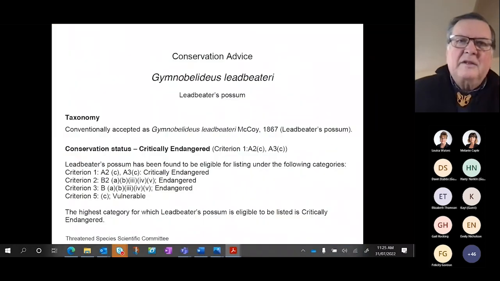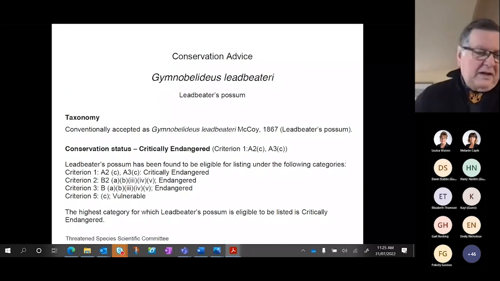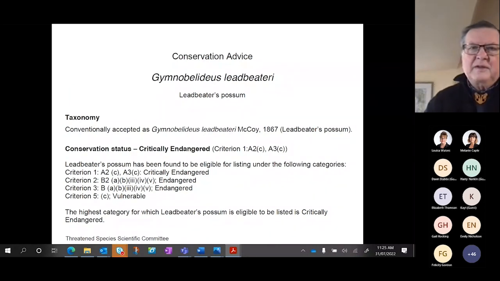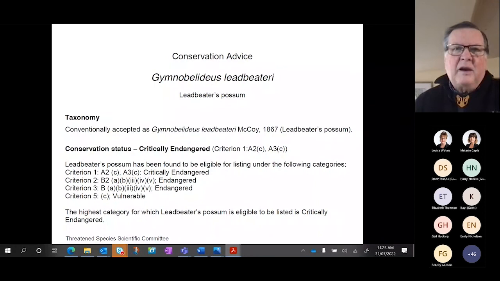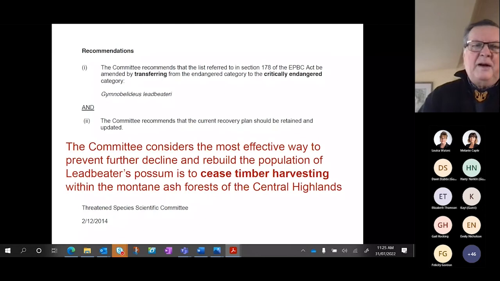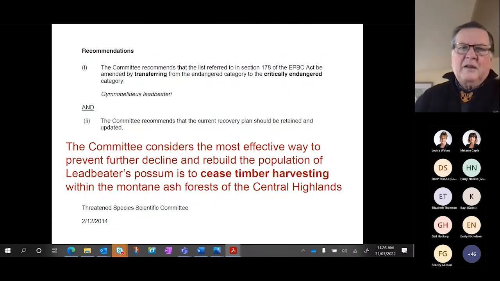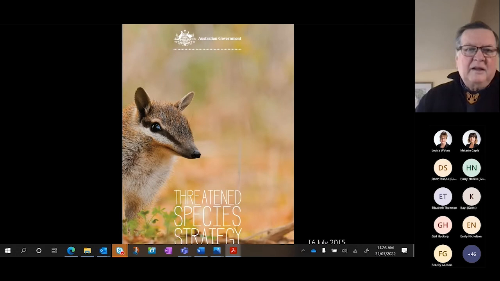And so together with Professor Linda Meyer, Dr. Dan Harley, who's now with Zoos Victoria, we applied for Leadbeater's possum to be uplisted from endangered to critically endangered, and that passed in 1995. And in passing it, the committee said that the most effective way to prevent further decline was to cease timber harvesting within the montane ash forest of the Central Highlands. So that was the advice that the minister accepted in 1995.